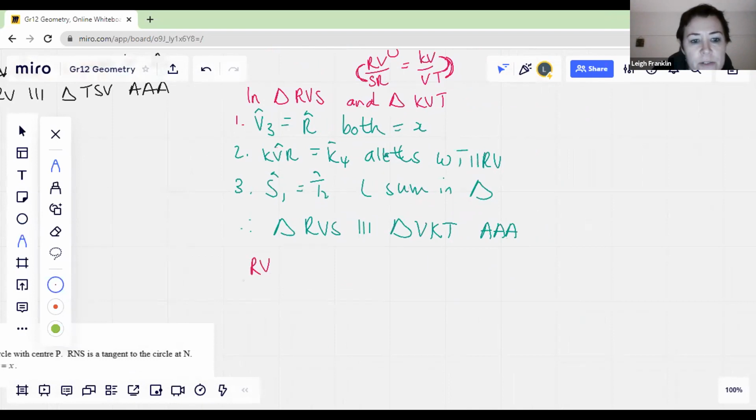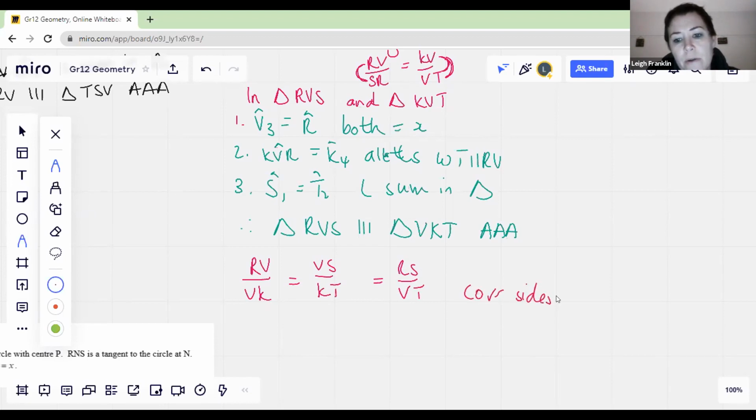So first and last, first two, second two, first and last, corresponding sides in proportion.